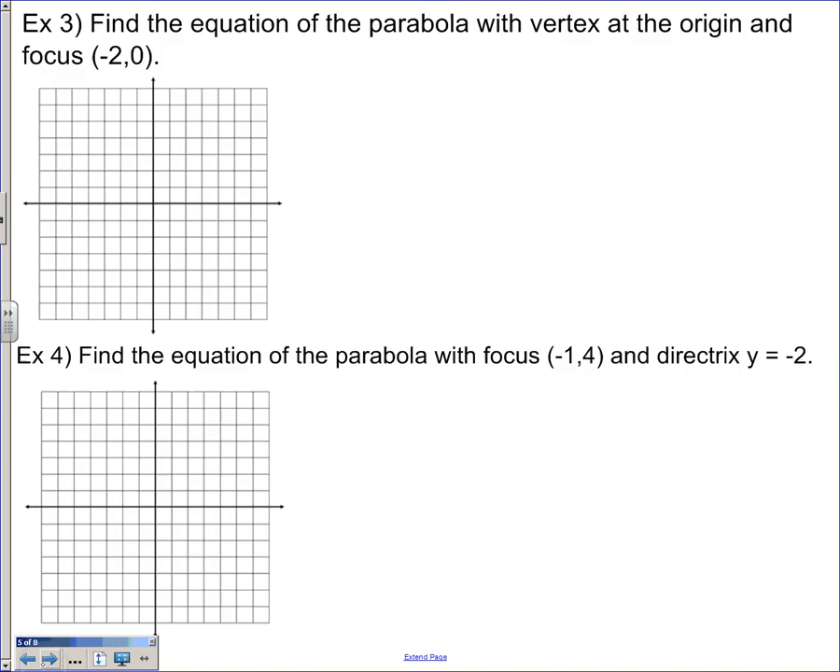Okay, the next 2 examples, we're given certain information and we have to actually come up with the equation for the parabola. So our first example says find the equation of a parabola with vertex at the origin. So that tells me h, k equals 0, 0. And we have a focus of -2, 0. So I thought it would help just to get a quick sketch to help us visualize. Our vertex is 0, 0, and our focus is -2, 0. That means my directrix must be on the opposite side of those 2 points. In general, the shape is going to look like that, opening to the left.